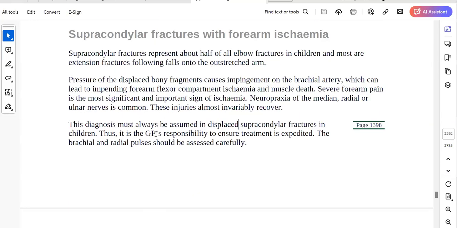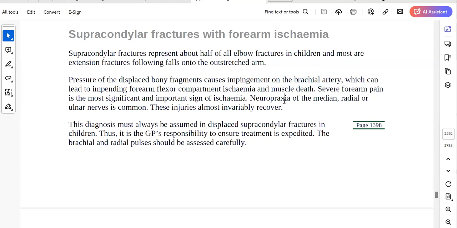So what will happen if there is a supracondylar fracture? Around the elbow joint there are a lot of arteries, nerves and everything, but the most important thing we need to make sure of is brachial artery injury. Sometimes when there is a supracondylar fracture, the displaced bony fragment can cause impingement on the brachial artery. And if the brachial artery gets pressure, the patient can get compartment syndrome.